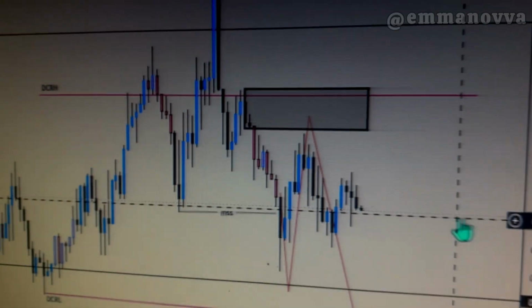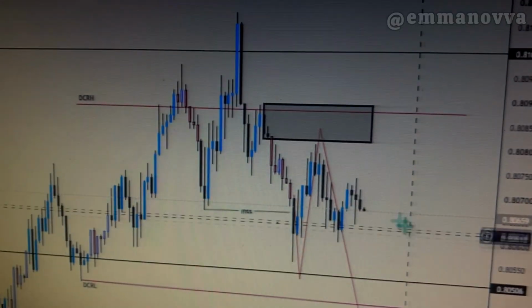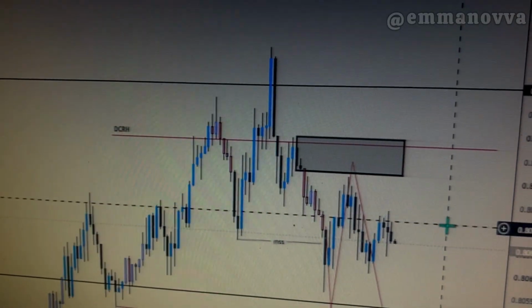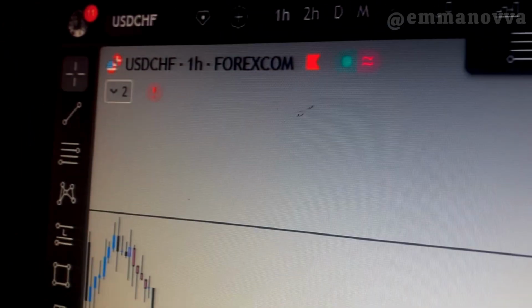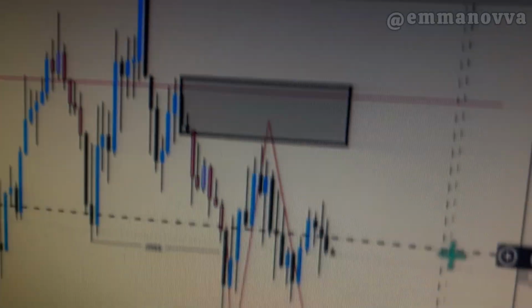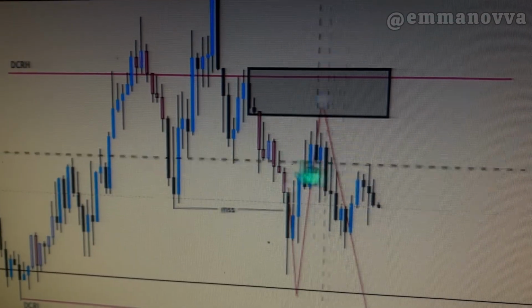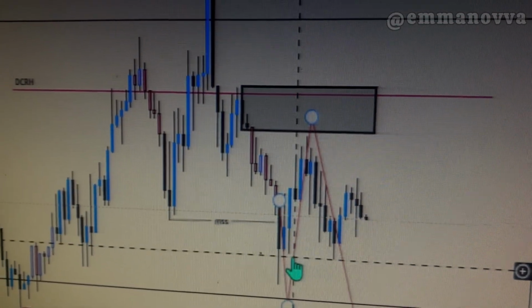Yeah, we couldn't get an entry, but all our anticipations were right. All our predictions and our anticipation on these particular setups were right. Like I analyzed yesterday, this is the USD CHF trade. I was expecting a market structure shift over here. Yes, we had a market structure shift.